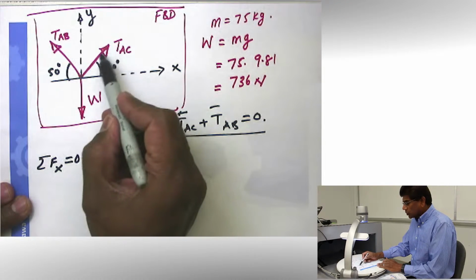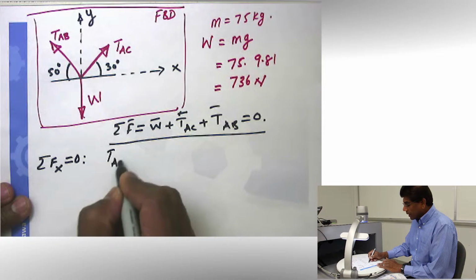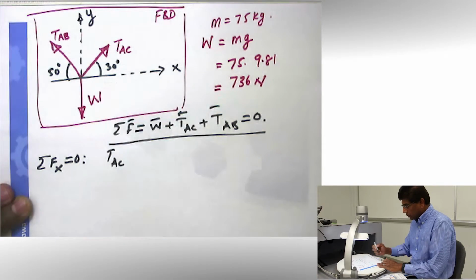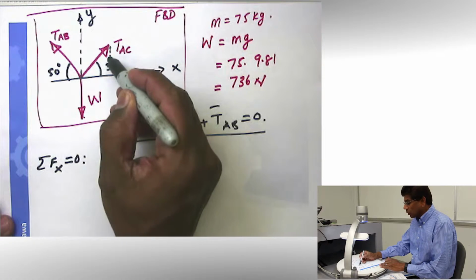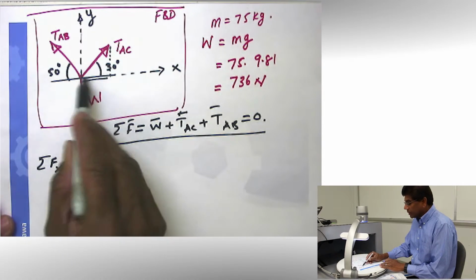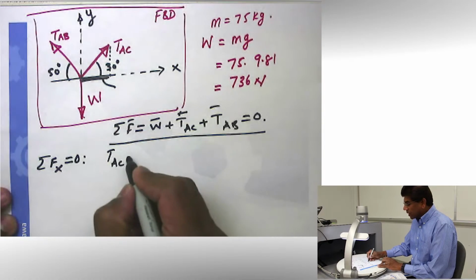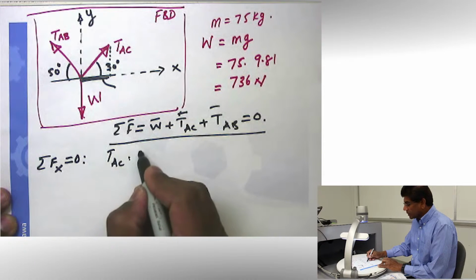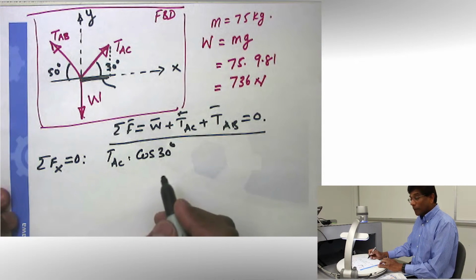I'm going to start with the force in cable AC, which is tension TAC, and I want to find the x component of that. As you know, in order to find the x component, all I have to do is project this force onto this axis. So I get this component. This is my x component. And that x component can be obtained using simple trigonometry: TAC times cosine 30 degrees. I hope it makes sense to all of you.